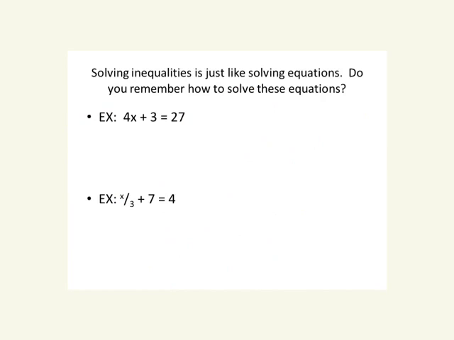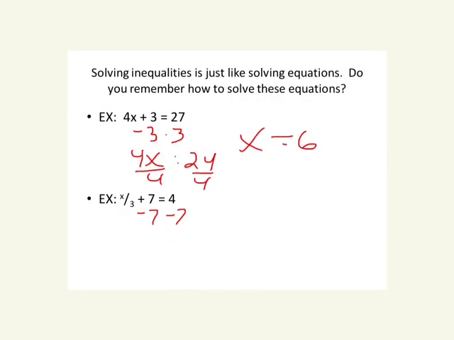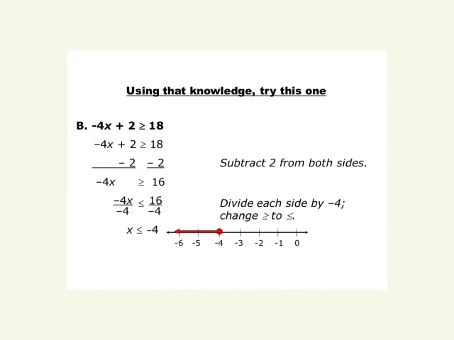Now, solving inequalities is just like solving equations. So do you remember how to solve these equations? I hope so. Just a quick review, we'd subtract the 3 first. We'd have 4x is equal to 24 and divide by 4. And x is equal to 6. Here, subtract the 7 first. I get x divided by 3 is equal to negative 3. Multiply both sides by 3. I get x is equal to negative 9. That's just a quick review of solving two-step equations.